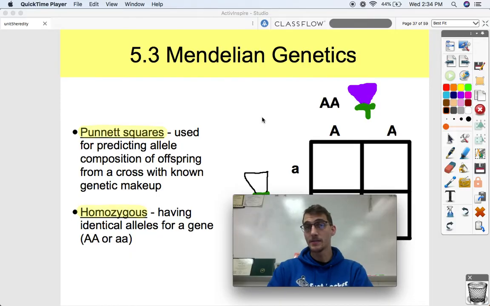And gametes, when they fuse, they only have one allele, one alternative version of a gene, so that when they combine, each organism has 2 alleles, and those alleles determine the trait. More specifically, if there's a dominant allele present, it will be expressed over what we call the recessive allele, which will be masked by the dominant allele.